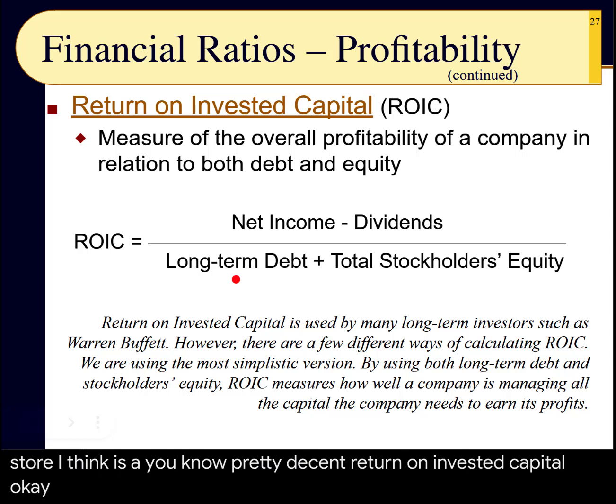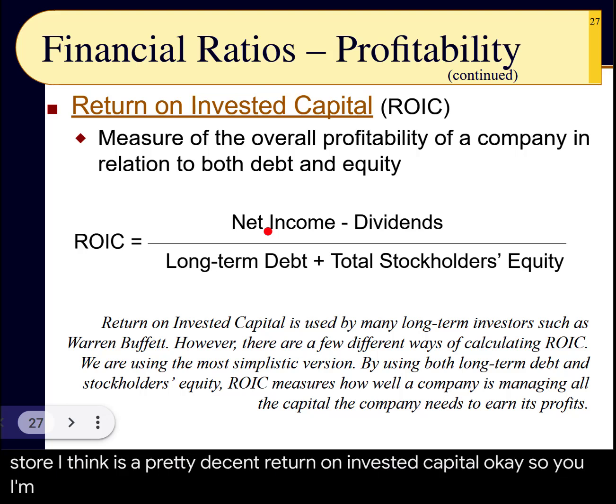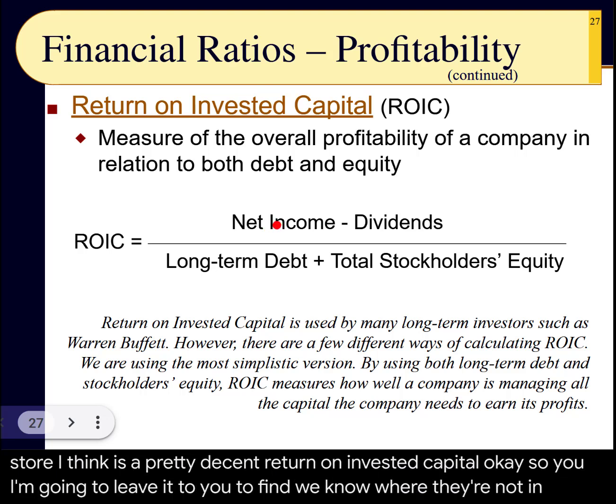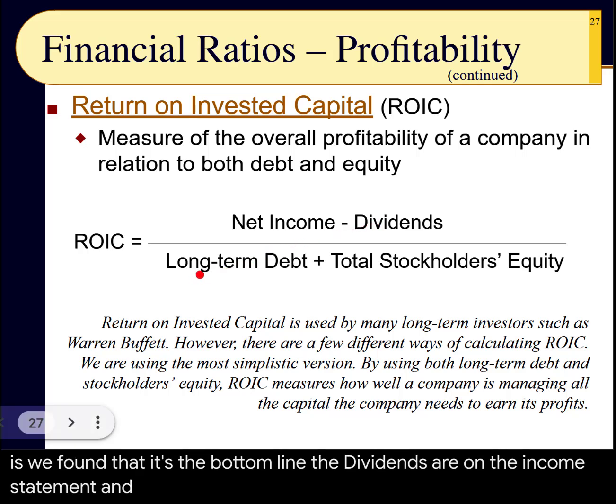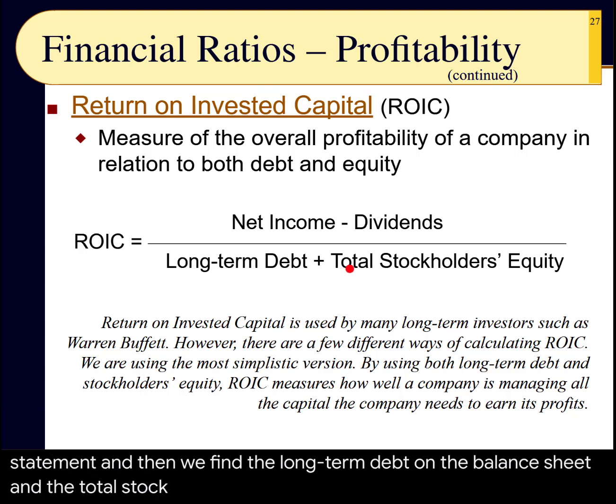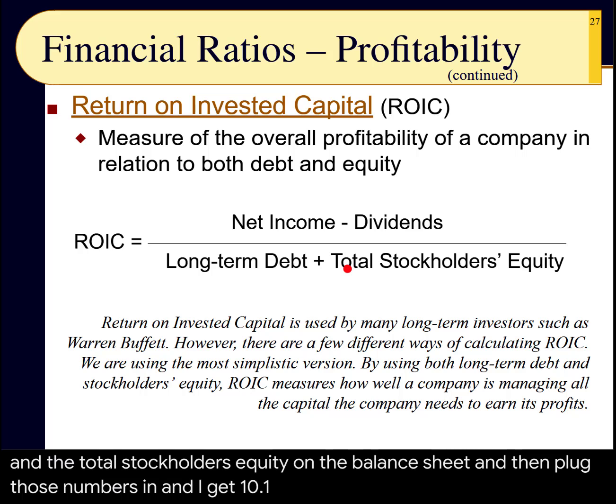Okay. So I'm going to leave it to you to find, we know where the net income is. We found that at the bottom line. The dividends are on the income statement. And then we find the long-term debt on the balance sheet and the total stockholders' equity on the balance sheet. And then plug those numbers in and I get 10.16.